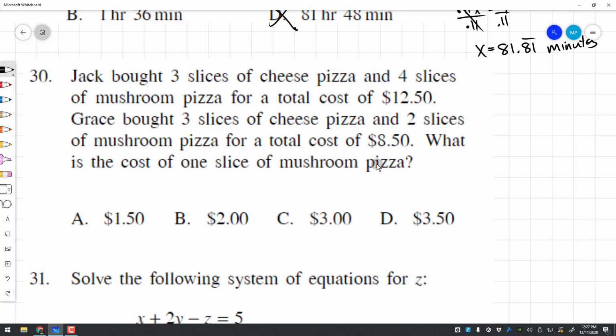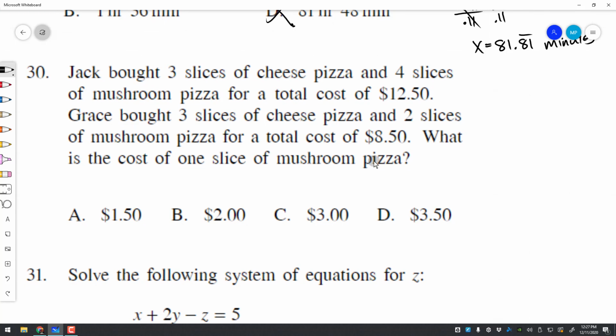Okay, for 30, this is more like ones that we saw earlier in the year. Jack bought 3 slices of cheese pizza and 4 slices of mushroom pizza for a total cost of $12.50. Grace bought 3 slices of cheese pizza and 2 slices of mushroom for a total of $8.50. What is the cost of 1 slice of mushroom pizza?